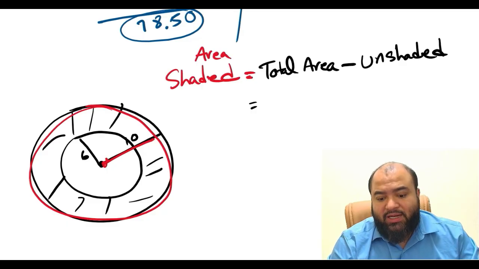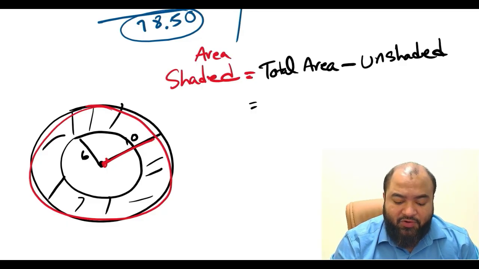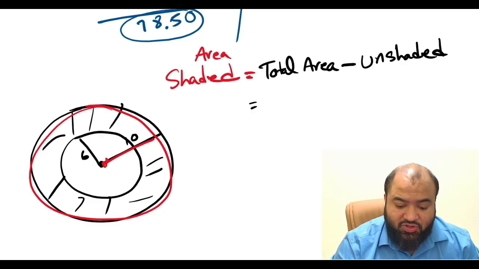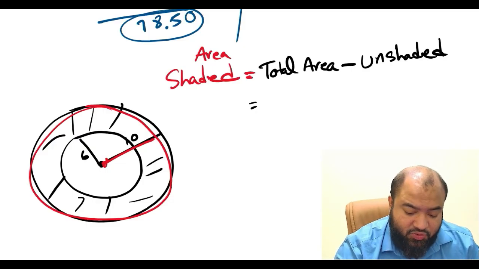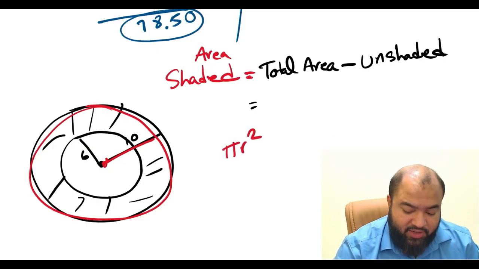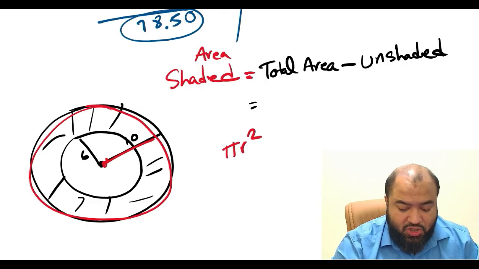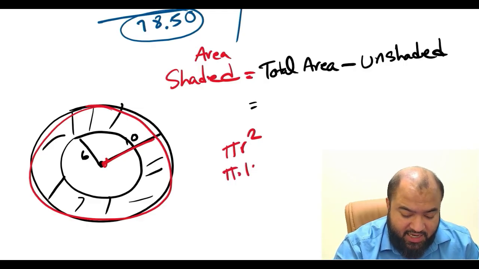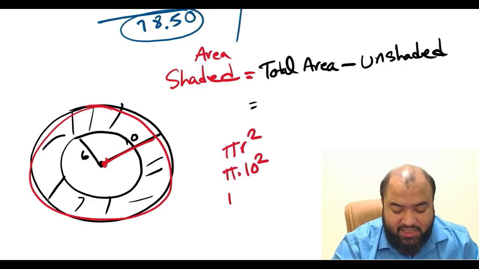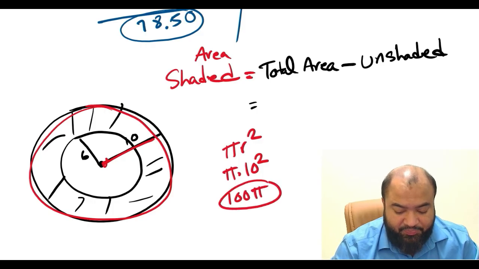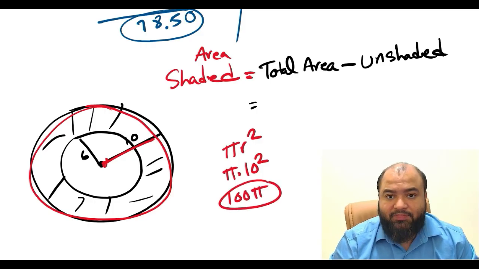A circle with a radius 10, who remembers the area of the circle formula? That is correct, pi r squared. Remember, square means power 2. So pi times 10 to the power 2, that's 100 pi. 100 pi for the area of the big circle.